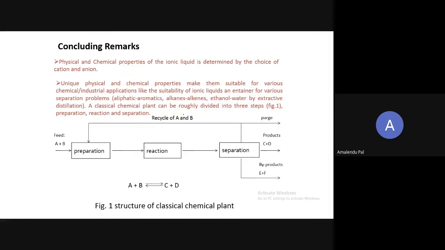So what is happening practically? Let's see, AB reactant, that preparation, that reaction. The reaction gives separation here. You can get the product. If it is a byproduct, and byproduct is a problem, of course, environmentally. And if we recycle AB again, then we can get it here. This is what you can say a chemical plant does.